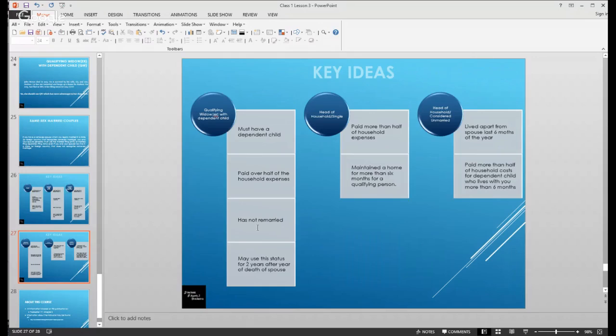The next one's head of household. Head of household, when you are actually single, all you need to do is pay more than half of the expenses and maintain the home for 6 months for a qualifying person. If you're head of household and you are choosing to be considered unmarried, you have to have lived apart from your spouse for at least the last 6 months of the year, as well as pay more than half the cost and have a dependent child. So if you're married, it must be a child. It cannot be a parent. If you are not married, in order to qualify for head of household, you may use a parent.